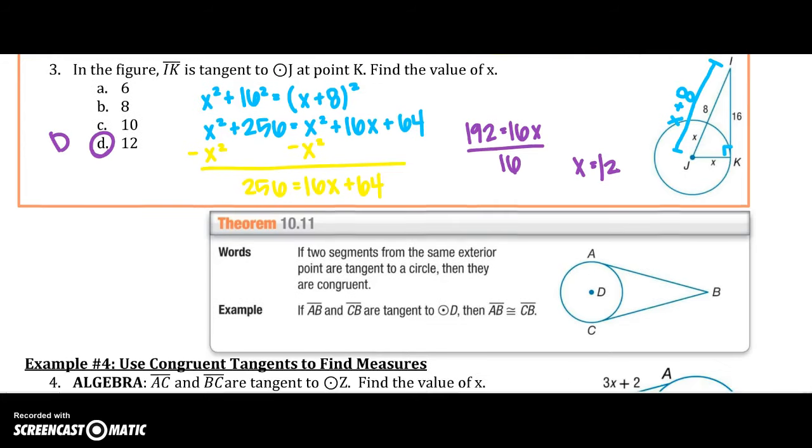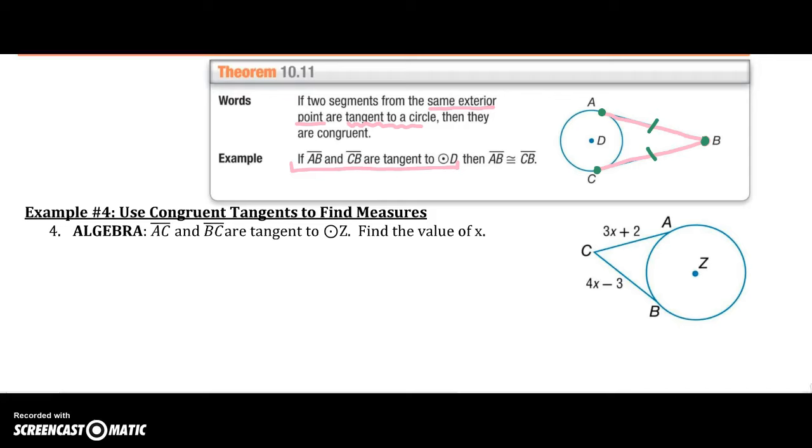Alright. If two segments from the same exterior point, so same exterior point would be point B, are tangent to the circle, so I know that BA and BC are tangent, then I know that those segments are congruent. They come from an exterior point and are tangent to the same circle. They are congruent. So let's try one.